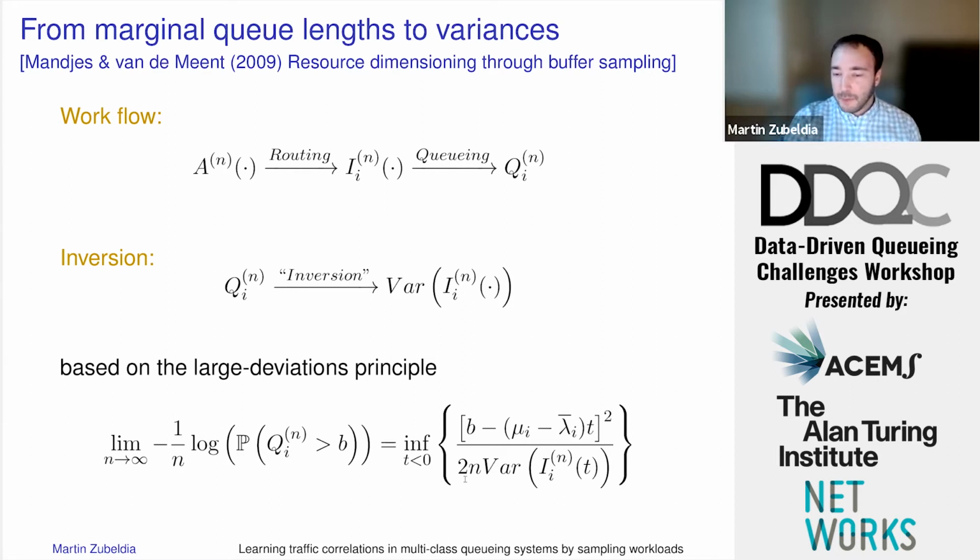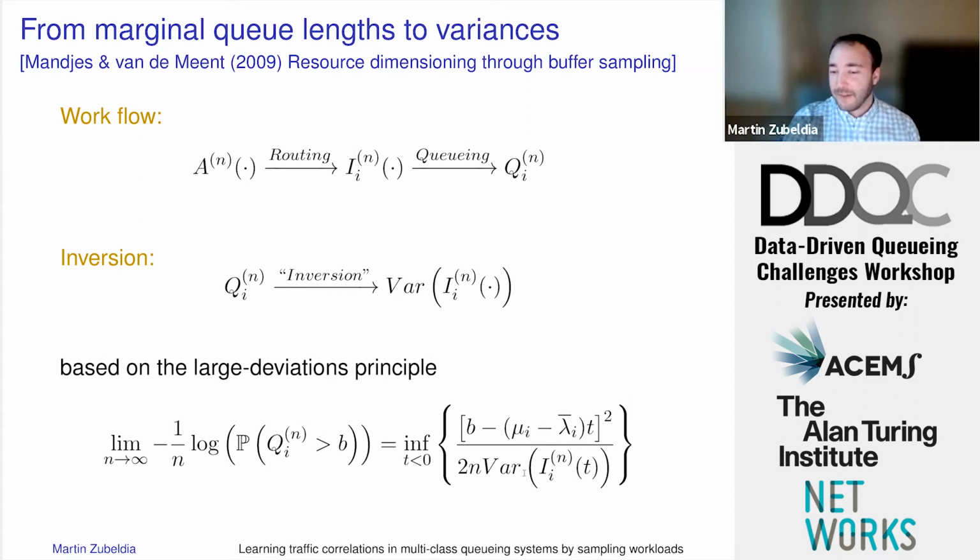is the infimum of this function, where b is the threshold that you're going over, mu is the service rate of your server, lambda bar is essentially the arrival rate to that queue, and then you get the variance of the input process. Now, note that I have n times the variance here, and I have a limit in n on the left-hand side. This is not really a typo. The variance is 1/n times a function that doesn't depend on n.